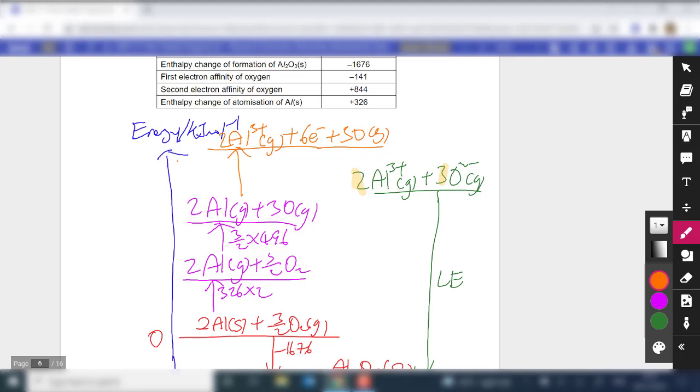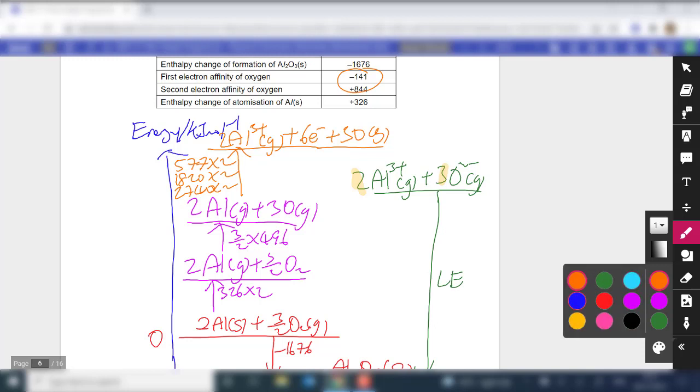So that will be 577 times 2. That's first IE. And then 1820 times 2. That is second IE. And then 2740 times 2. That's third IE. Notice that we are given the enthalpy change of electron affinity of oxygen here.